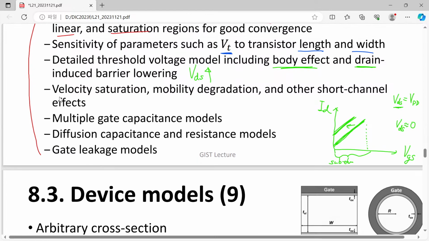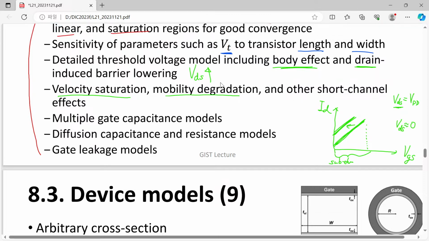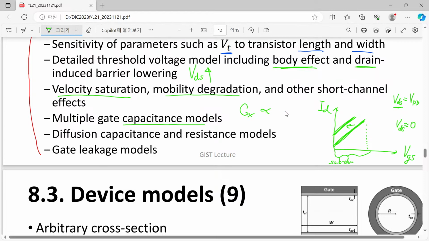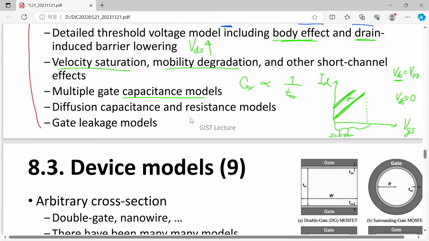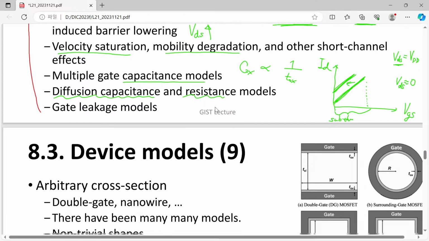And another one is velocity saturation, mobility degradation, and other short-channel effects. Maybe you remember this kind of effect. And gate capacitance models. Previously we just considered Cox as simply dependent on 1 over Tox, but it can have many other layout-dependent effects that can be considered here, and others such as diffusion capacitance and resistance. Yes, we must consider a full working device model and a gate leakage model.